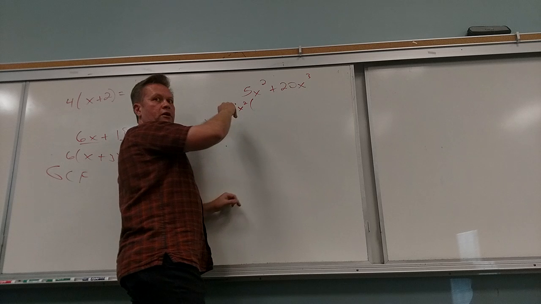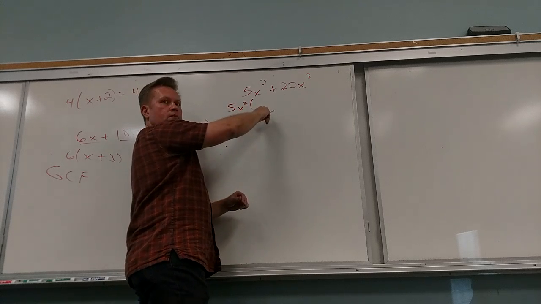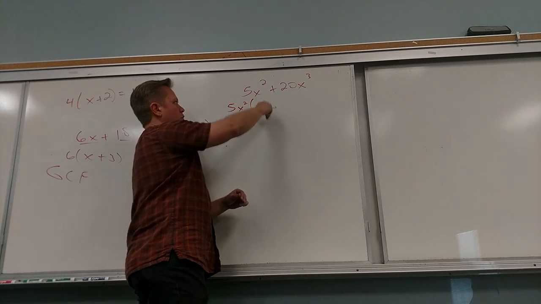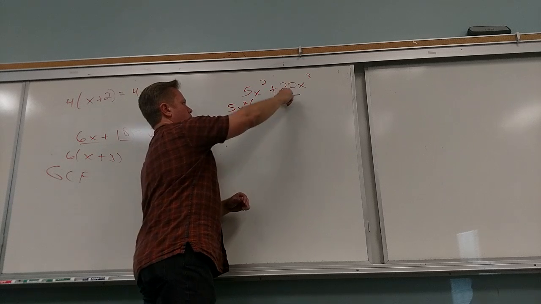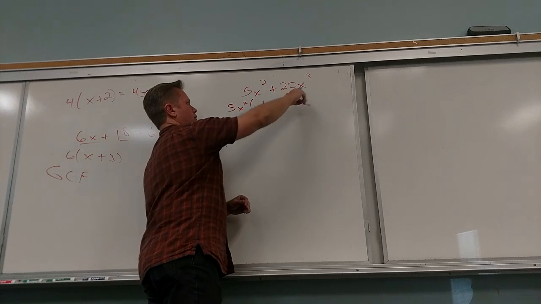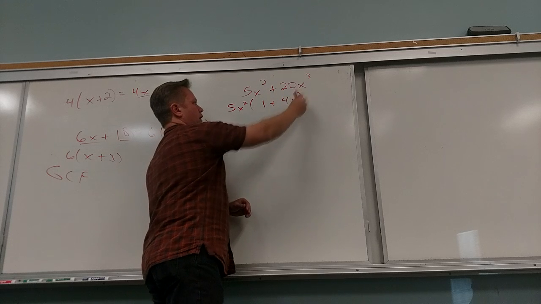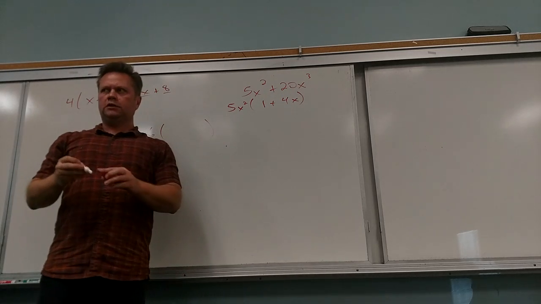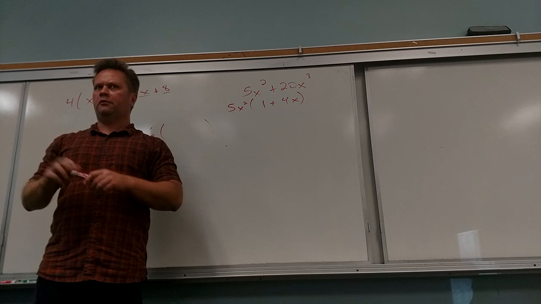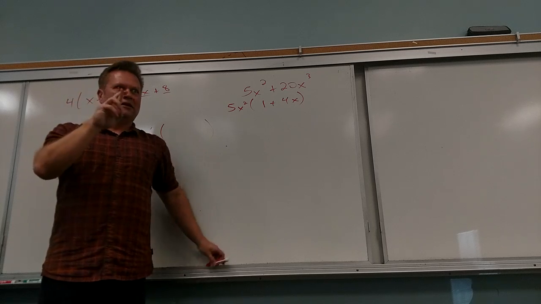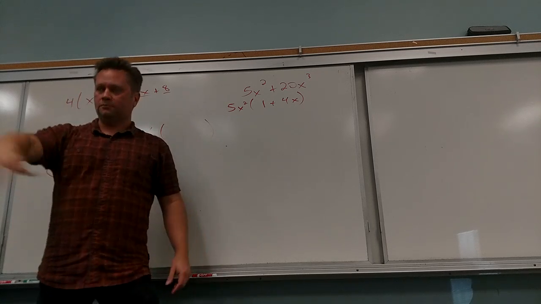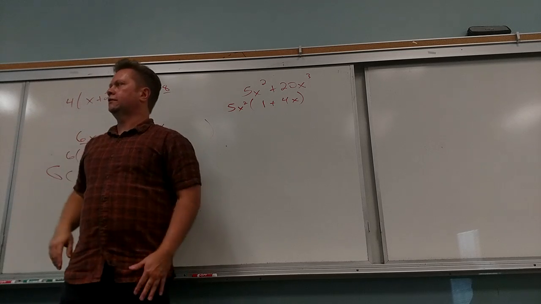Now here's where things get weird. What goes here? 1. Good. 5x squared times what is this? 1. 4x. 4. Had 3, took 2, so I have 1 left. So GCF is the easiest form of factoring. Tomorrow, we'll get more into factoring.